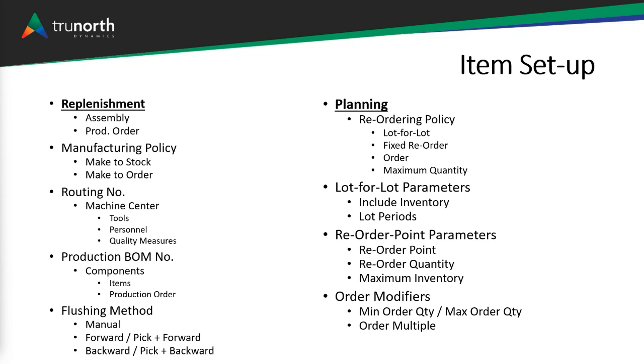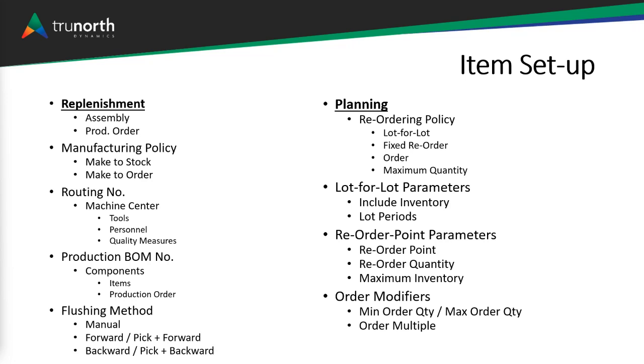We talked about the flushing method, whether you're going to do that as a manual and have an individual go through each production order and specify what's been consumed. You can do a forward flush or a pick plus forward. You can do a backward or pick plus backward flush. And those are simply relieving out of the inventory all of the raw materials and components that have been consumed during the production itself.